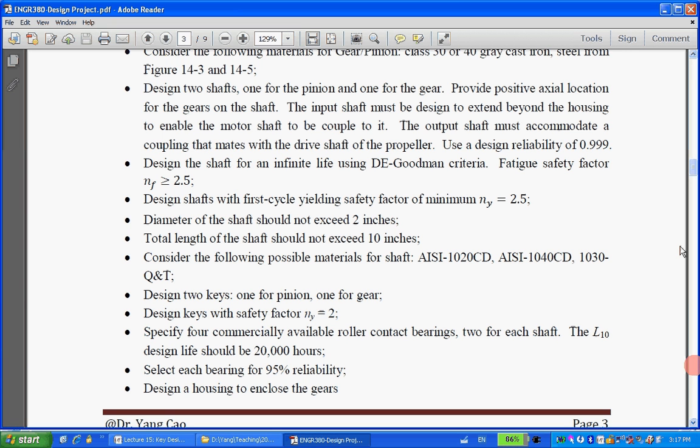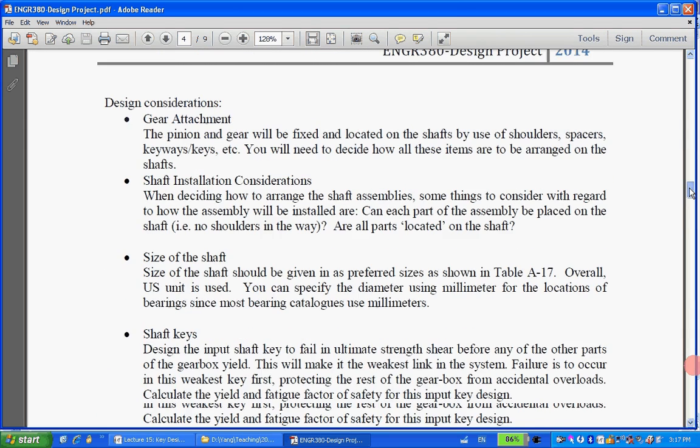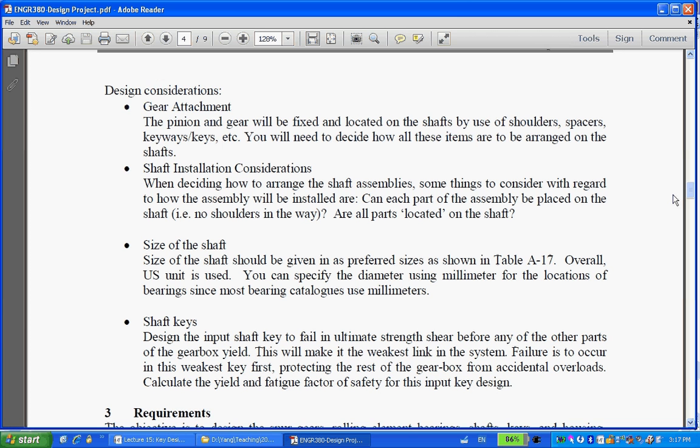So that's basically the specification. Now, in terms of the design consideration and requirements, look at the guidelines here. I'm trying to emphasize this: what I'm looking at is the procedure. How are you approaching this problem? Are you just giving me two or three pages saying here's Excel, here are the results, and they satisfy the safety factor? Without showing any design process or design consideration, that wouldn't be a good report.